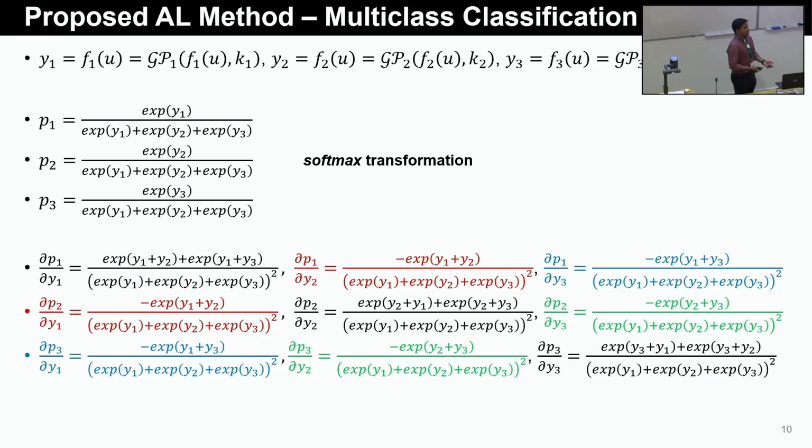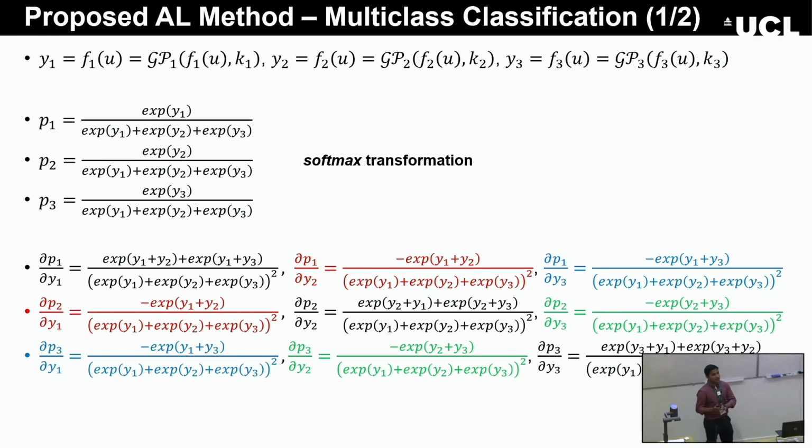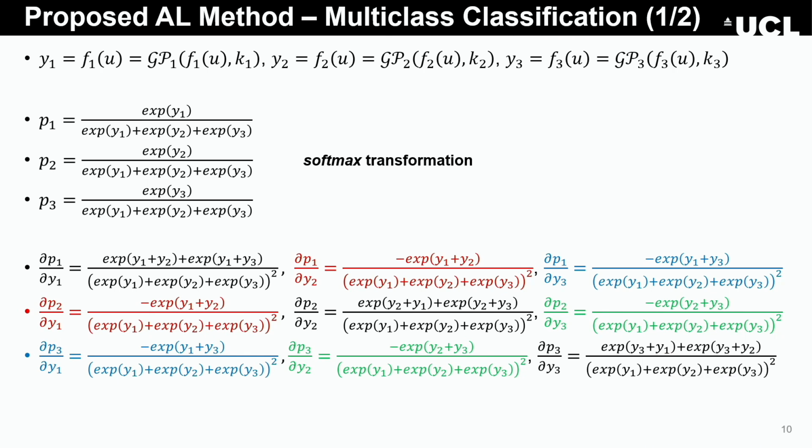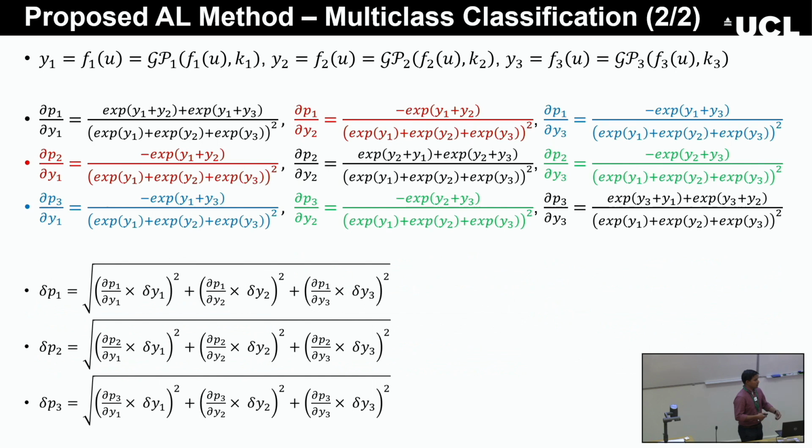This can also be obtained for the multi-class case. In multi-class classification, for example, if you have 3 classes, we have 3 GPs corresponding to each class, and the predictions of the GPs in the latent space can be converted to the relative class probabilities by applying a softmax transformation. Then again, we can propagate the uncertainty in the latent function space to the probability space using this rule, and define the new objective function based on this uncertainty in the probability space.